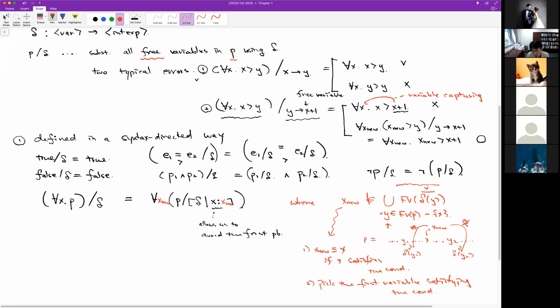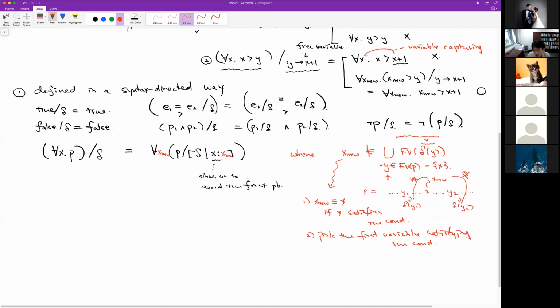So it assumes that there is an enumeration of all the variables, starting from the first, second variable, and so on. And you pick the first one that satisfies this condition. So that's what's described. And this is the kind of issue if you want to implement the substitution as an algorithm.